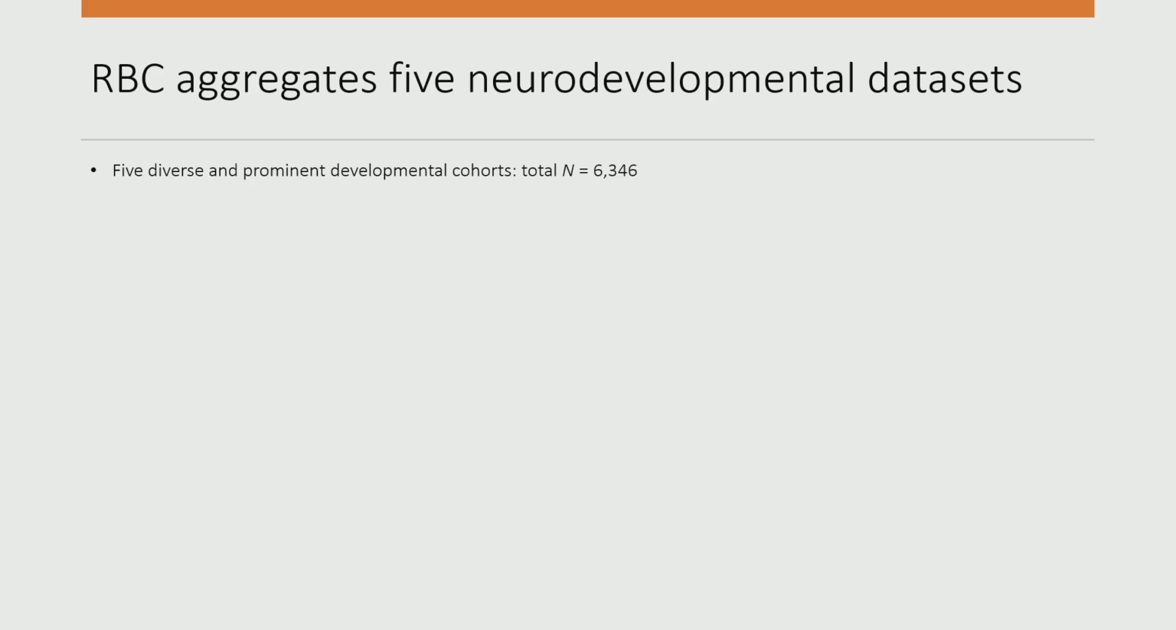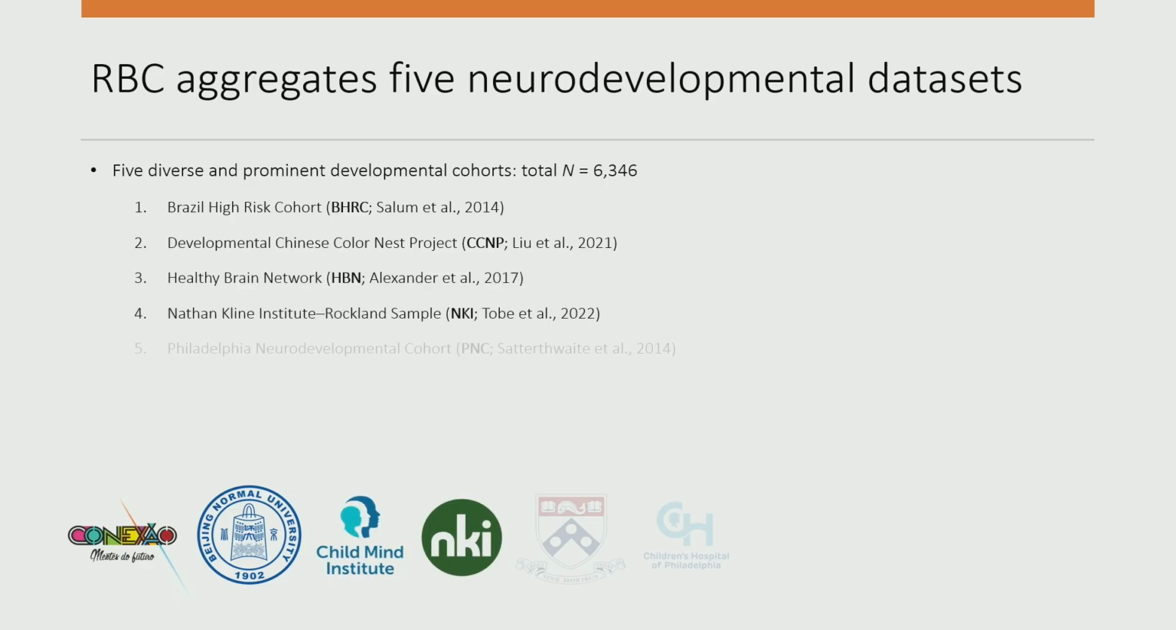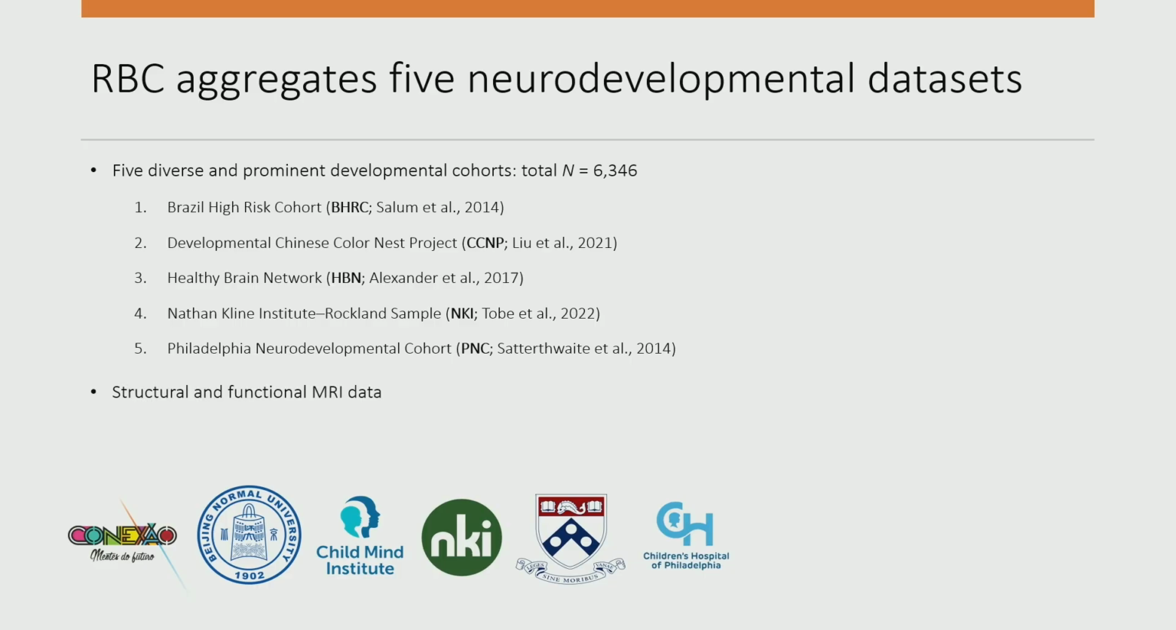So RBC pulls together 5 different developmental data sets, total N over 6,000. It includes the Brazil High-Risk Cohort led by Giovanni Salum, the Developmental Chinese Color Nest Project led by Xinian Zuo, the Healthy Brain Network led by Mike Milham, NKI Rockland also led by Mike, and then a study at Philadelphia, the Philadelphia Neurodevelopmental Cohort led by Raquel Gur, a study I've worked on since I was a postdoc. I guess I'm old. All right, so it includes structural and functional data, and we pulled together across all these different data sets.